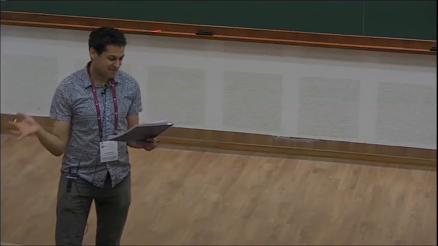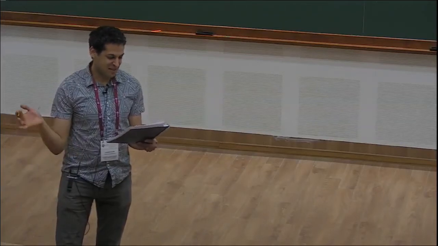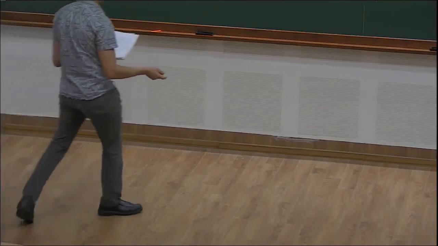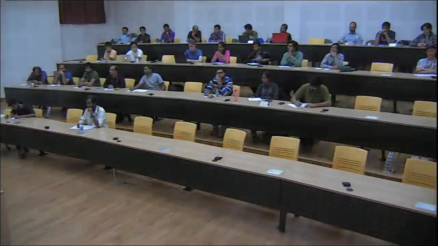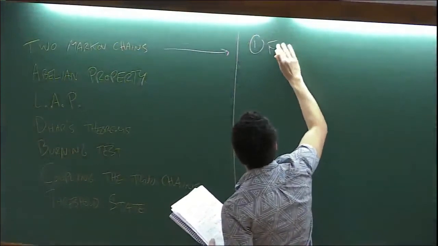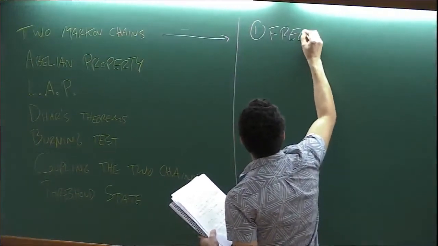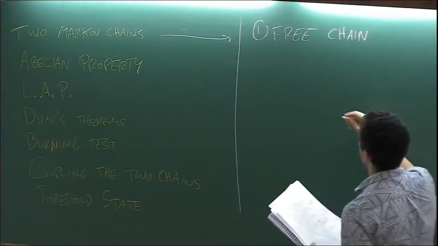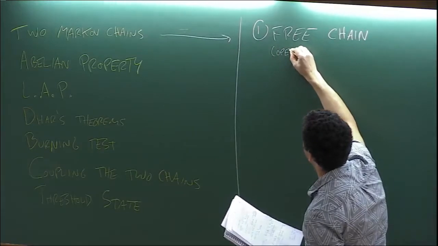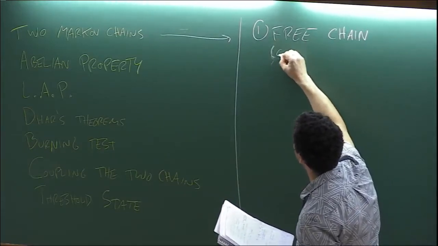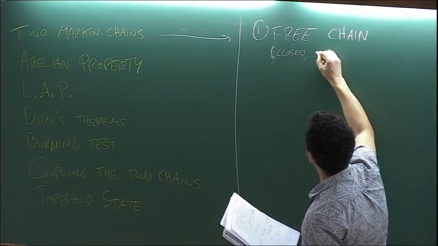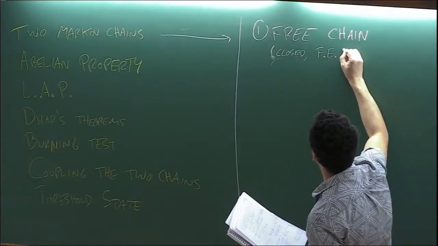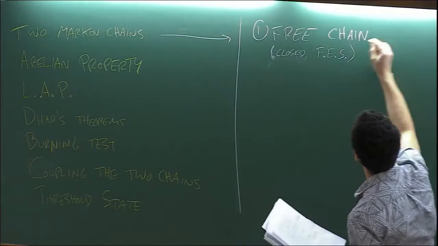Okay, so that's the vague philosophy, but let me say what are the two Markov chains I'm going to work with. So the first one is, I call it the free chain. You might also call it the open chain or the closed chain because it has closed boundary conditions. Or you often see it called the fixed energy sandpile. Those are other names for it.